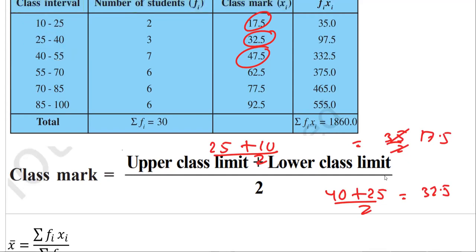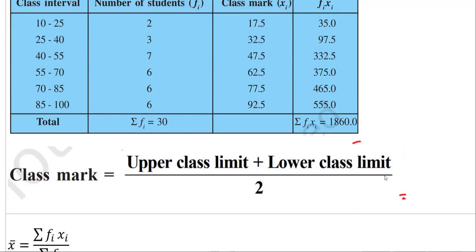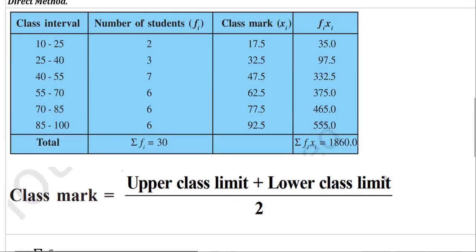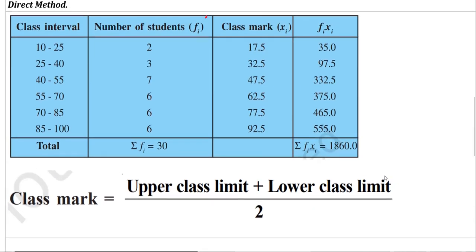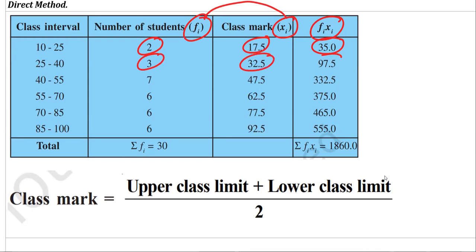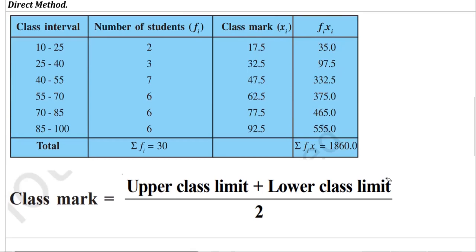Once we obtain the class mark and the frequency, the next thing we need to do is to find fi xi. So once we have written fi and calculated xi, we will calculate fi xi. fi xi is nothing but the product of fi and xi with their respective values. That means 2 into 17.5 is 35, 2 multiplied by 32.5 is 97.5, and so on. If you multiply this with this, you'll get this.